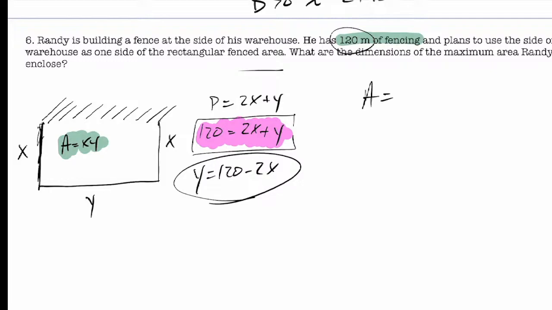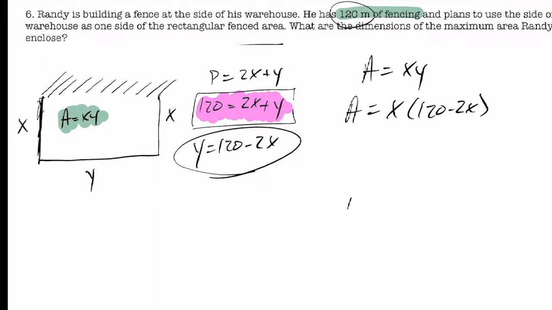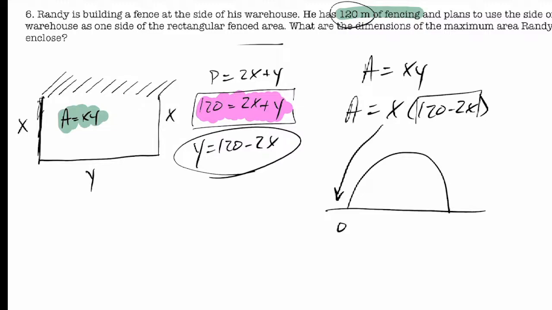So therefore I want to maximize this variable, but I can't do it with two. But I can get rid of the y and change it to 120 minus 2x. And then I can go ahead and solve this. Right? Because now I know this is a quadratic. I know it opens downwards. I know one root is 0. That's going to be right there.